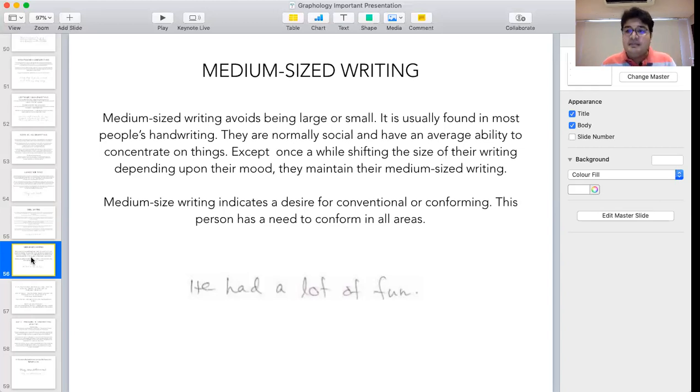This is just one example point of view that I'm saying, that if you have faced issues with being assertive, check your handwriting. You may have a medium-sized handwriting. So this is an example over here.